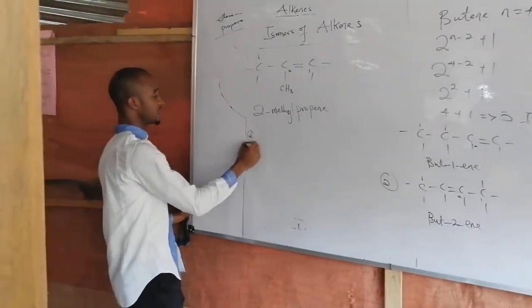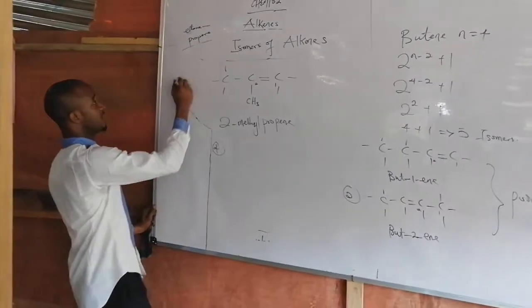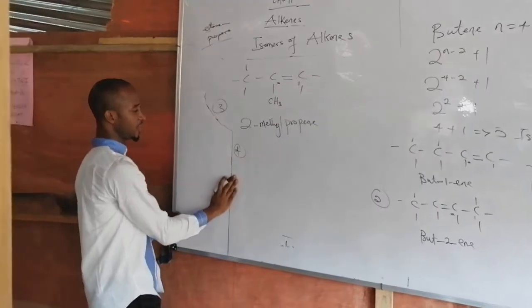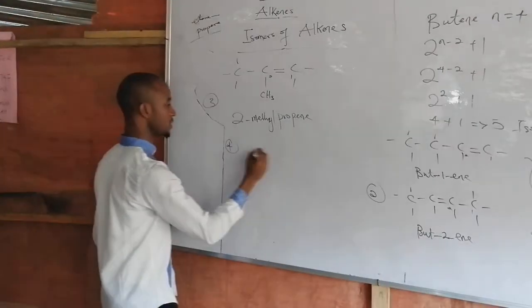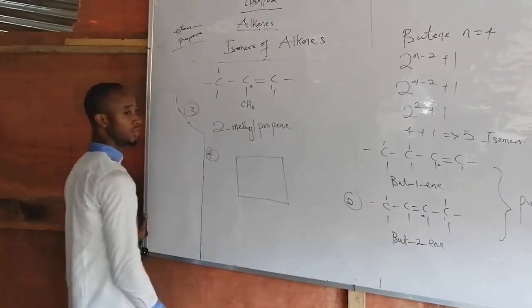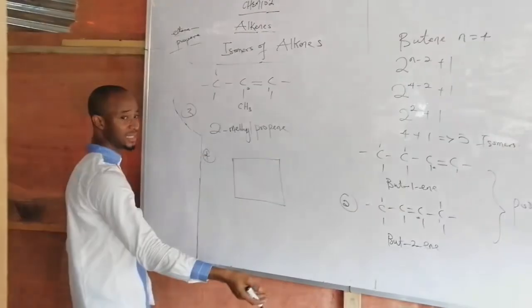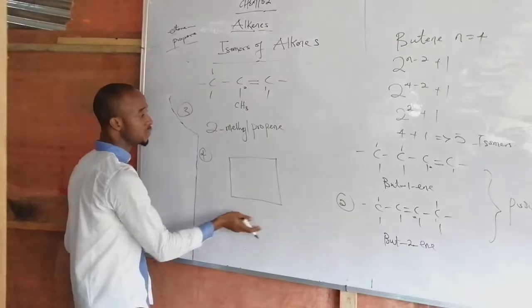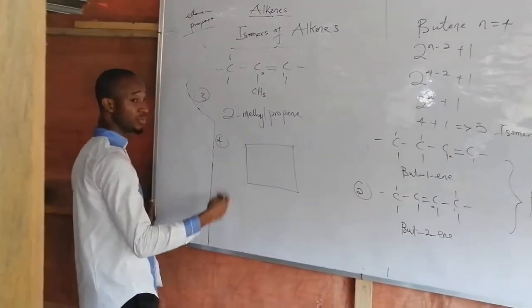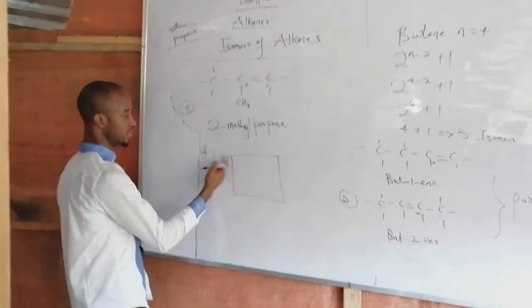The third one is 2-methylpropene. The fourth one will be cyclobutane. You know cycloalkanes, we say they are alkanes, right? So cyclobutane is butane.